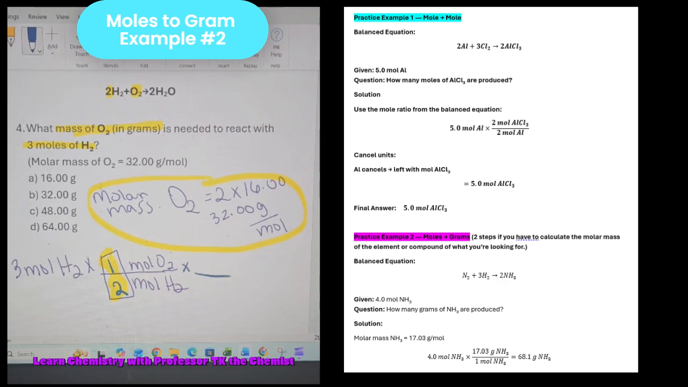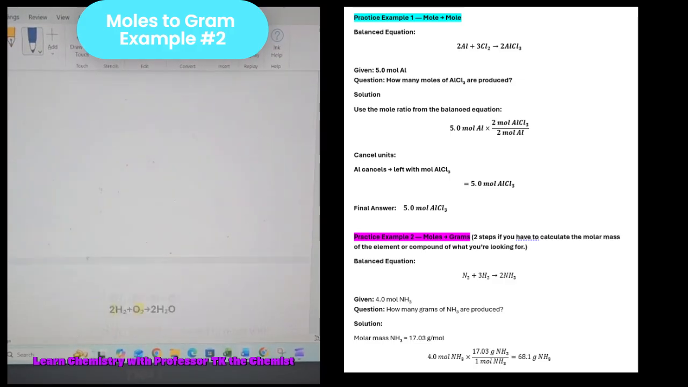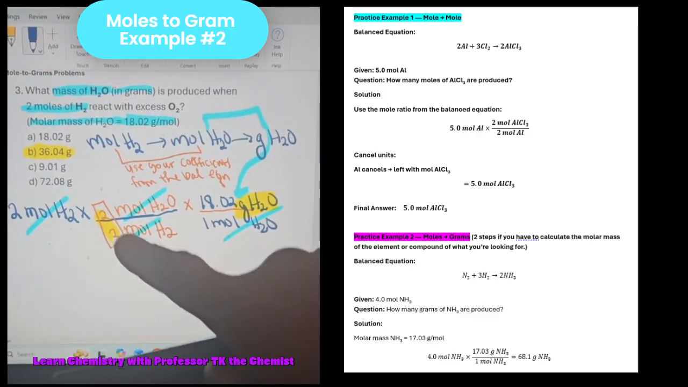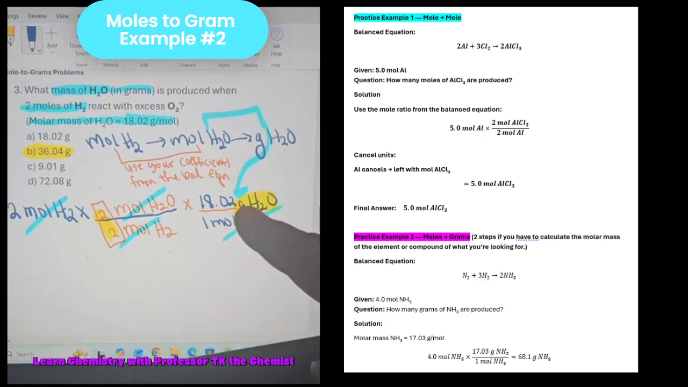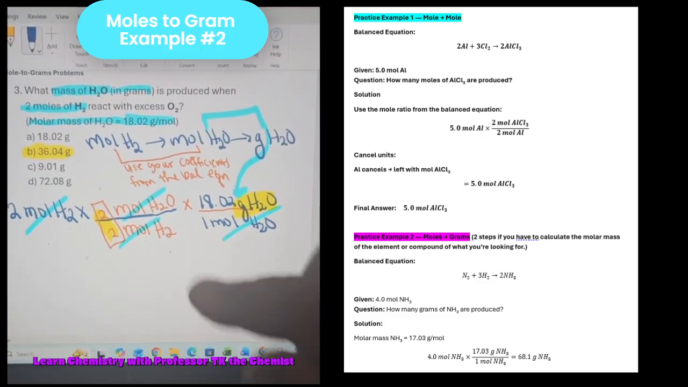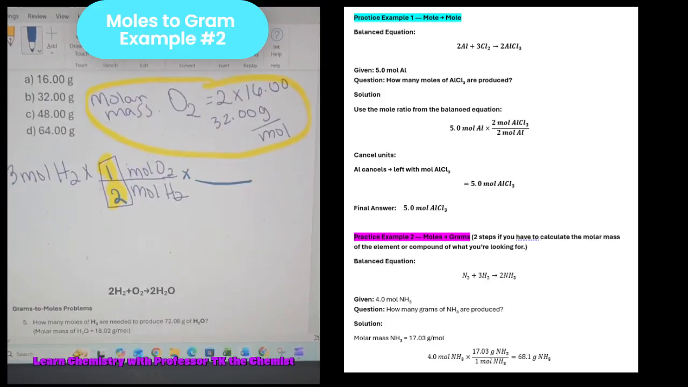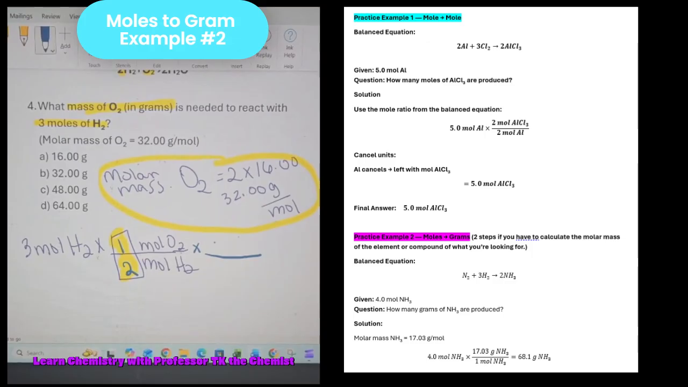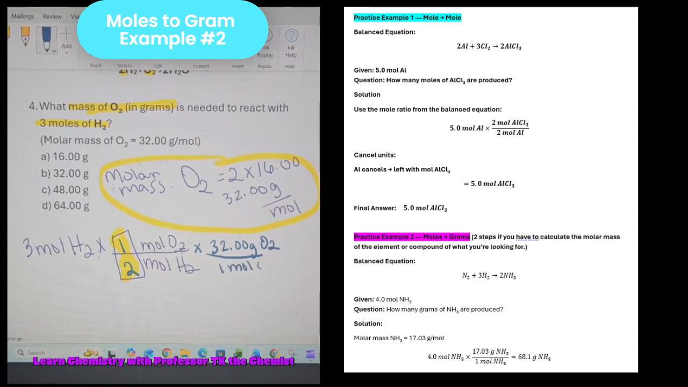Times. Now, right here, remember, step 1, if we go back up here to our steps, guys, use the coefficients from your balanced equation in that box. Step 2 is to now multiply times your molar mass weight. You're going to multiply that. So right here, I'm going to put 32.00 grams of oxygen on the top and 1 mole of oxygen on the bottom.